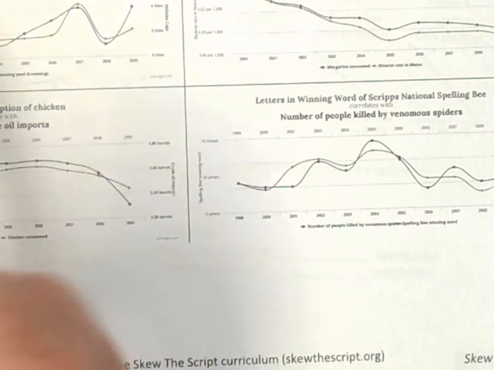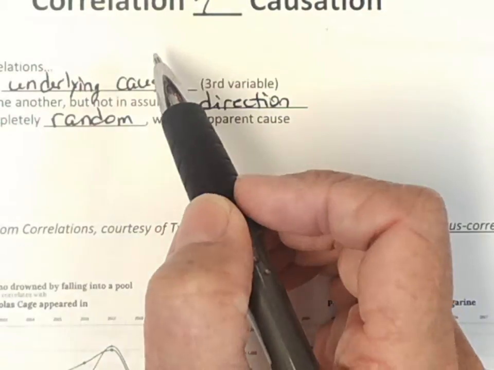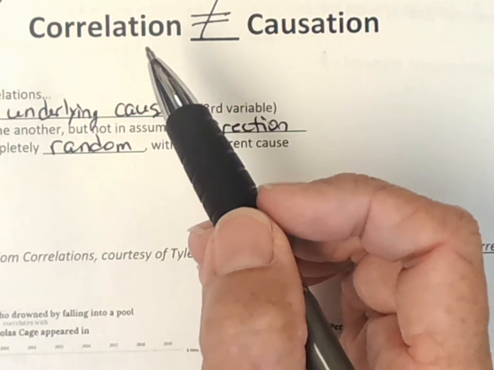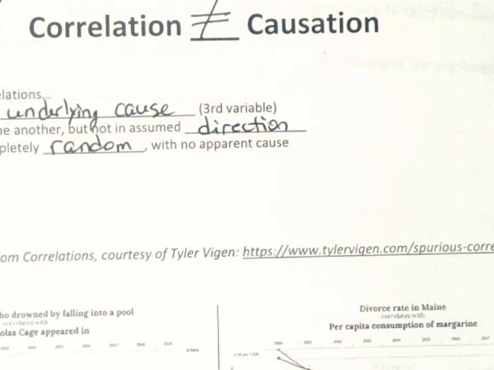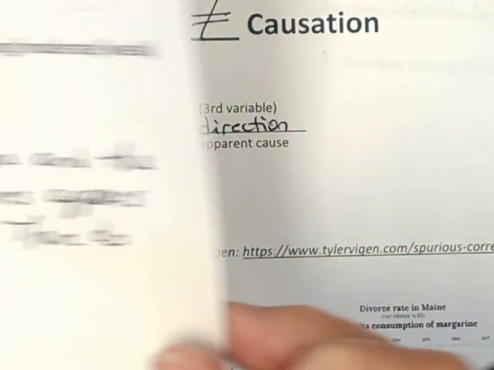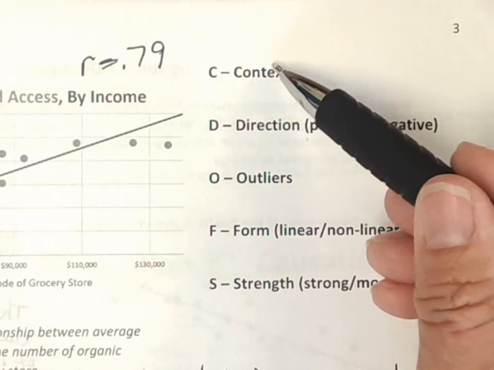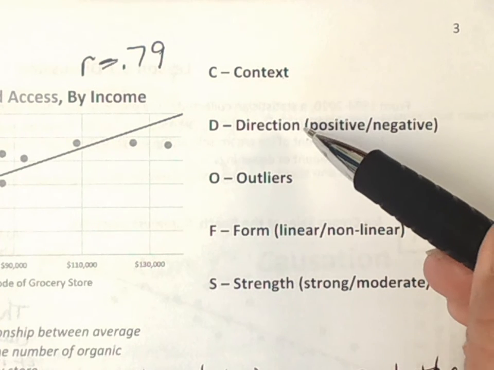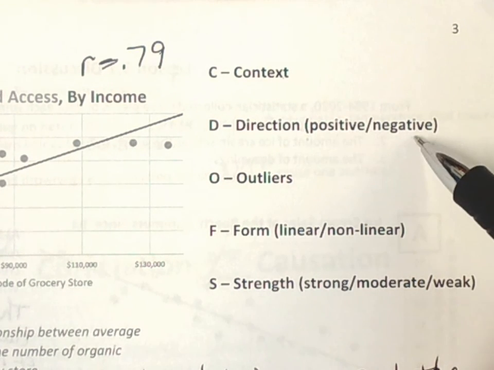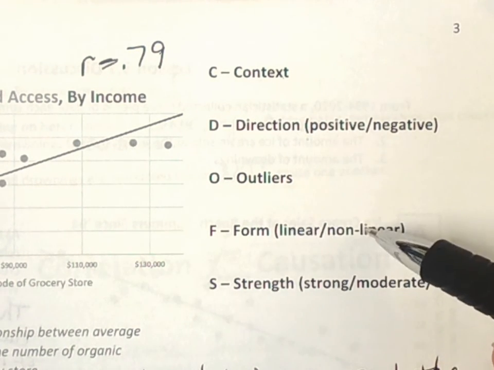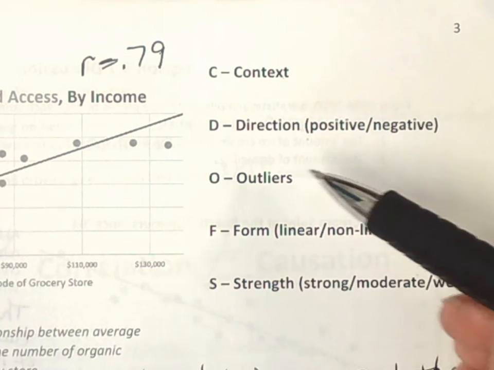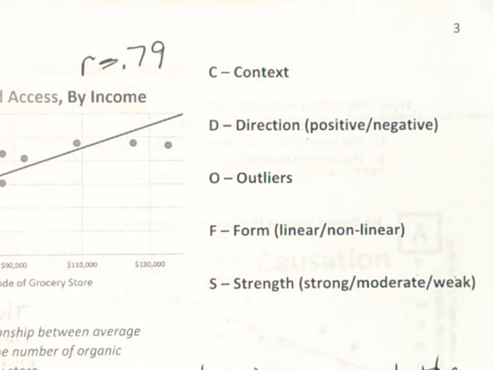Okay, so again, the important things to know, correlation does not equal causation. And when we are talking about our bivariate data, there are things we have to mention. We have to talk about the context. So anytime we're talking about data, we keep it in context. We need to talk about the direction. Is it positive or negative? What form it has, and the strength of the correlation. And then mention if there are outliers or not. Okay, that's it for section 3.1.